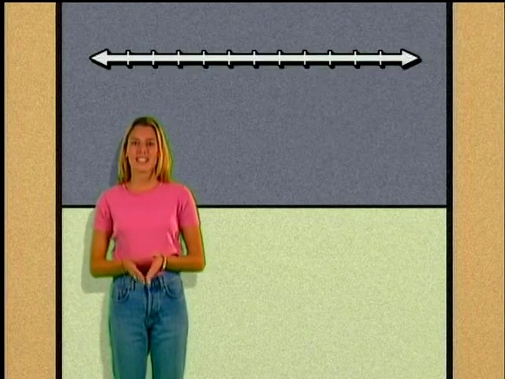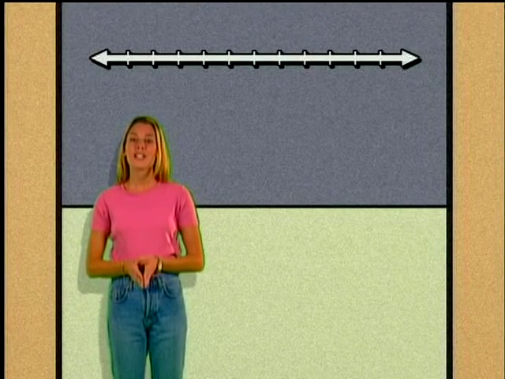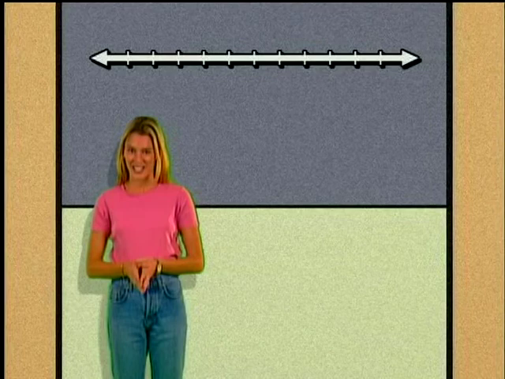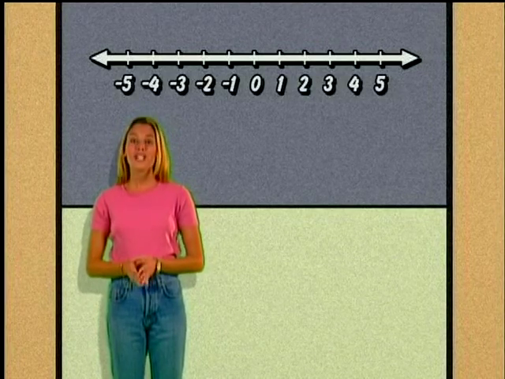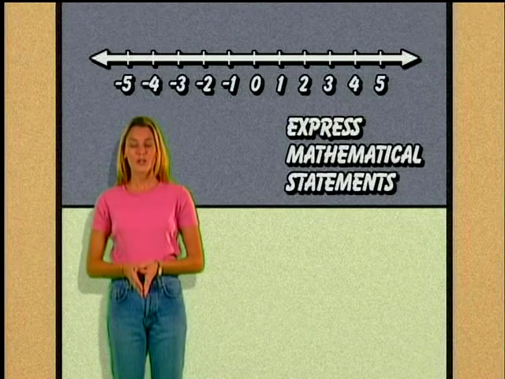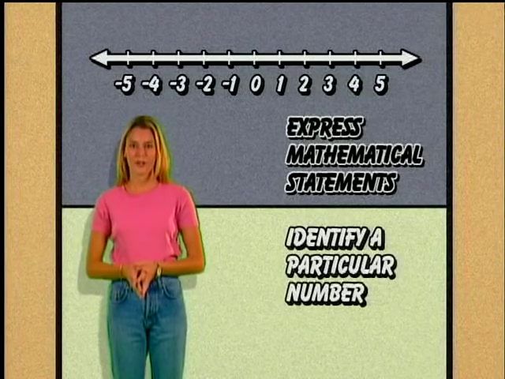We used number lines a little while back in the absolute value section. Remember, a number line looks like what it sounds like it looks like. It's a line with a bunch of ordered numbers. We can use this number line to express certain mathematical statements, or just to identify a particular number.